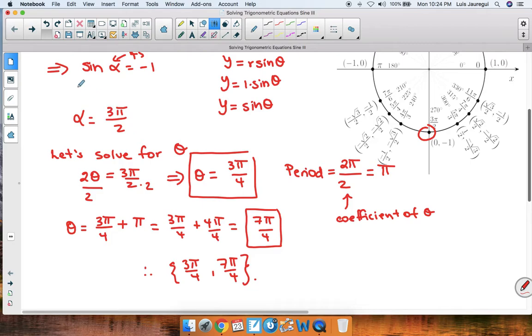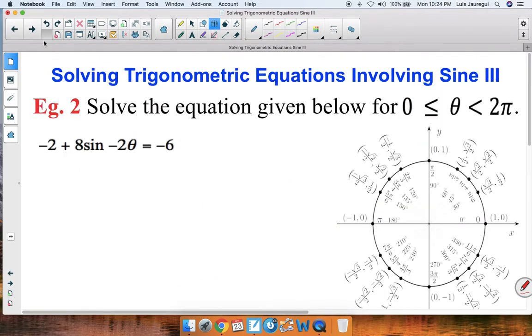Let's see another example here. Example 2. Solve the equation given below for theta greater than or equal to 0 and less than 2 pi. Once again, let's isolate the expression with the sine. So to do so, let's add 2 to both sides of the equation. Thus we get 8 times sine of negative 2 theta is equal to negative 4.